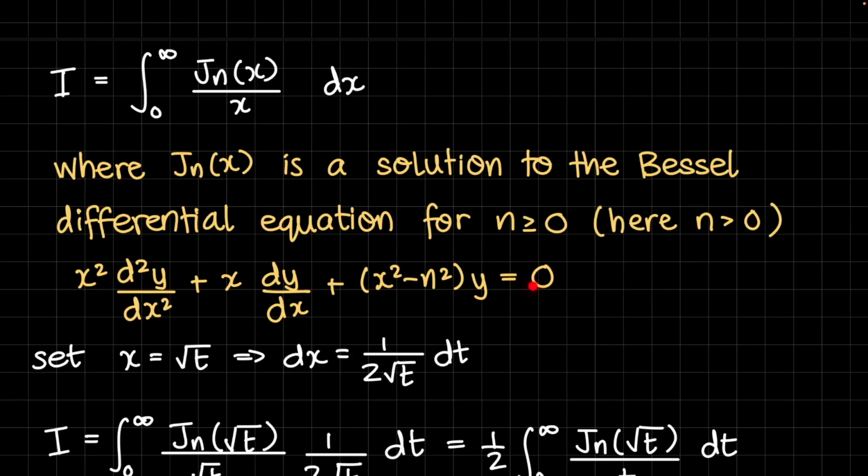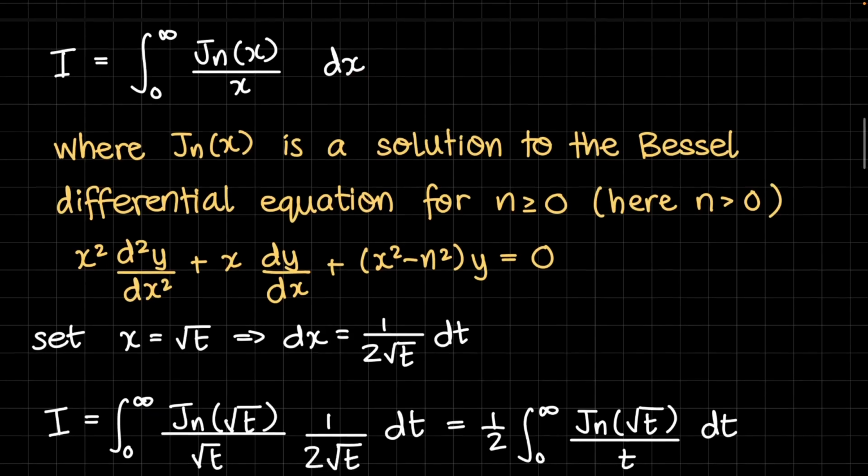This equation shows up in problems where you use spherical or cylindrical coordinate systems. You'll get this equation for the radial equation in such systems. And the solutions to this equation, J_n(x), are called Bessel functions, more formally Bessel functions of the first kind. Here we're just going to call them Bessel functions. And note that even though you can define them for n greater than or equal to 0, we're only going to use n greater than 0 for the purposes of this video.